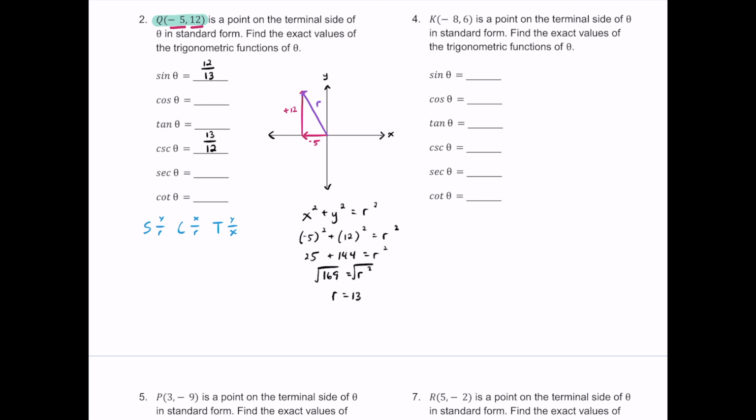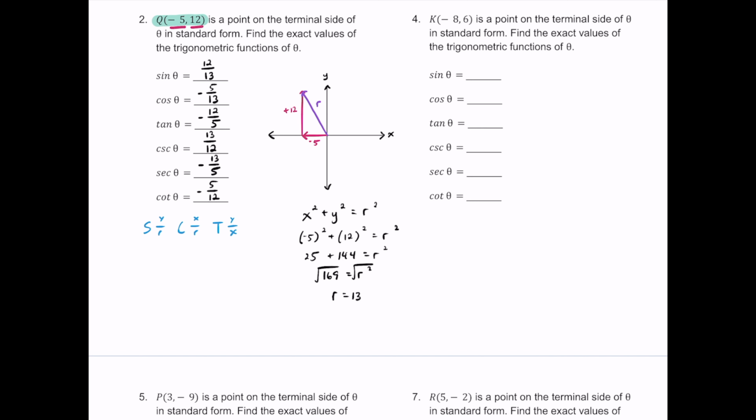Let's go on to cosine. Cosine is going to be the x coordinate over the r coordinate, so x is negative 5 over r, which is 13, so negative 5 over 13. So we can go ahead and write negative 5 over 13, and that means secant is just going to be negative 13 over 5. Finally, for tangent, let's try that one. Tangent is the ratio of y over x. So y is going to be positive 12, and then x is going to be negative 5, right? So we don't need r for this one. And so it's going to be negative 12 over 5. And then for cotangent, it's going to be negative 5 over 12.